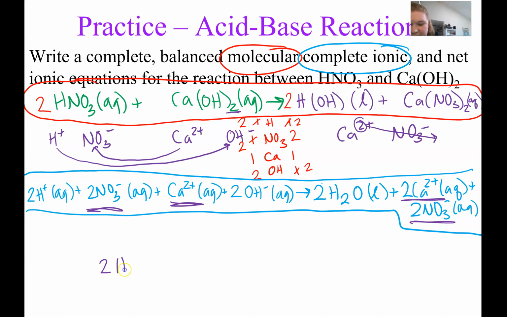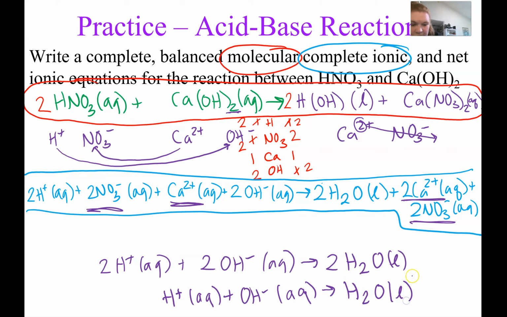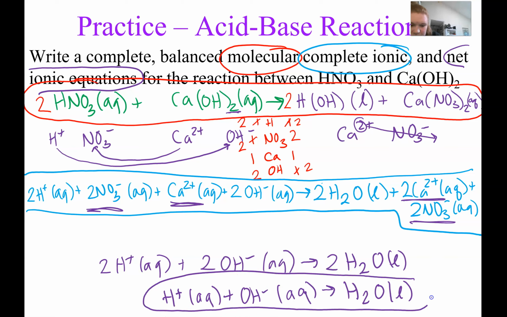So if I rewrite that without my spectators, I have 2 hydrogens, 2 hydroxides to make 2 waters. And really, because these all have the same coefficients, we could just reduce that down so that it's hydroxide and hydrogen on my reactant side and water on my product side. So my net ionic equation, I'm going to circle in purple down here. All right, there we go.